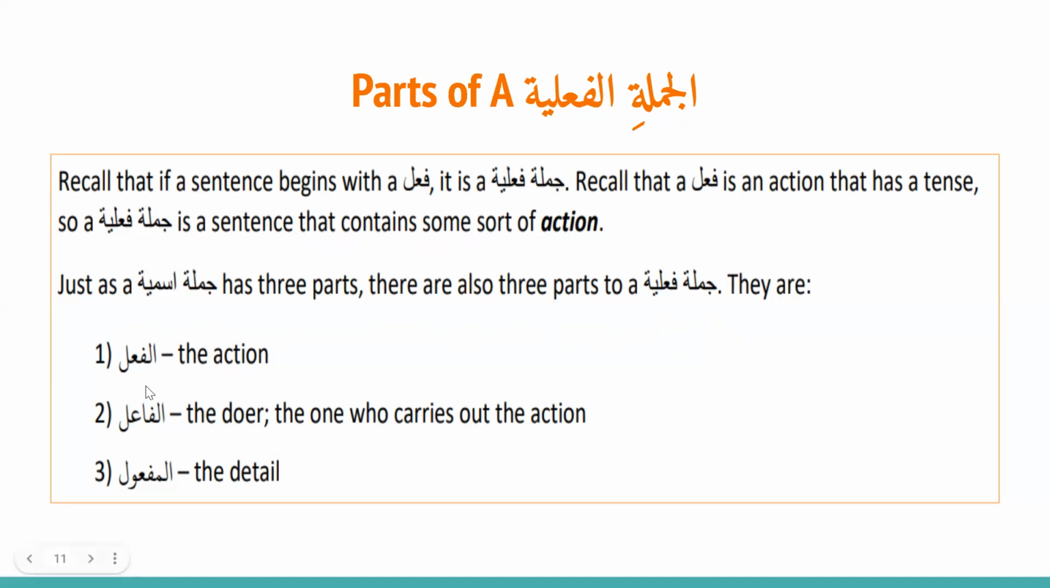It can be fail madi, past tense, fail mudare, present and future tense, or it can be a forbidding or commanding fail. So the first part of Jumla Faylia is the fail itself, the action. And fail, in Arabic, includes both the action and the mention of time. Okay, and then the second part is fa'il, the doer, the one who carries out the action.